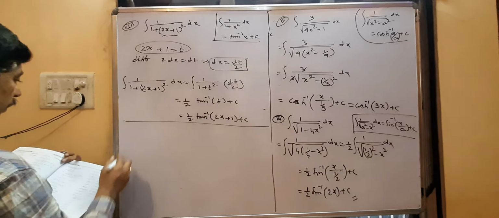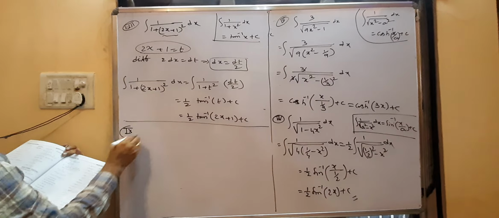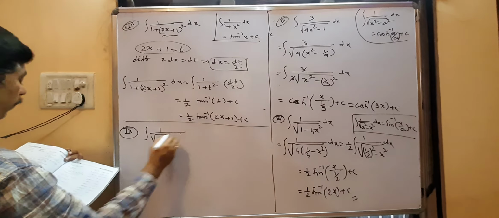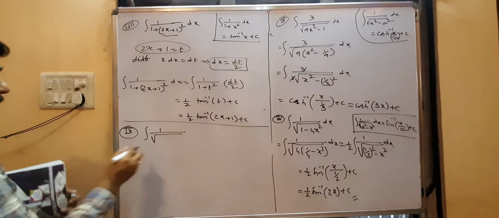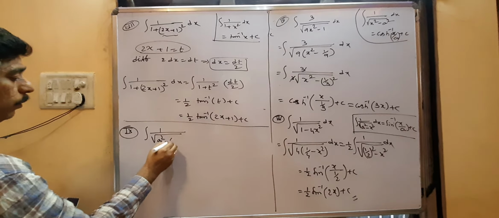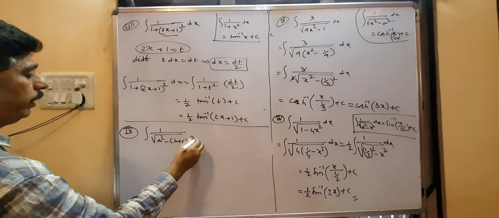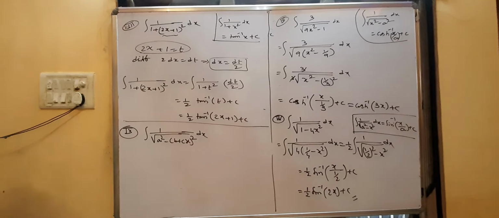Next bit, 9th one. Integral of 1 by root of a square minus (b plus cx) whole square dx. 1 by root of a square minus (b plus cx) whole square.